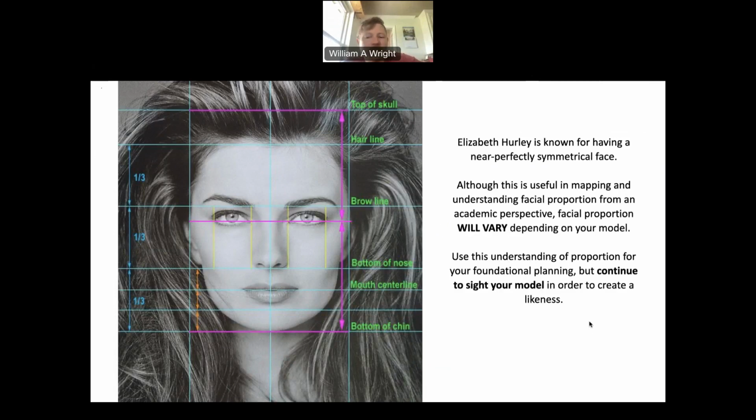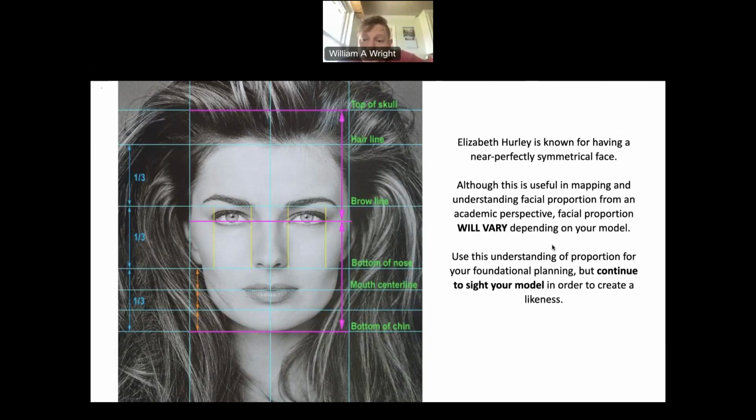It's in books. They teach a lot in high school and middle school drawings these perfect proportions of the human face. Here we use Elizabeth Hurley to get these proportions because a lot of people say that she's got a near perfectly symmetrical face, which makes it easy to model after.